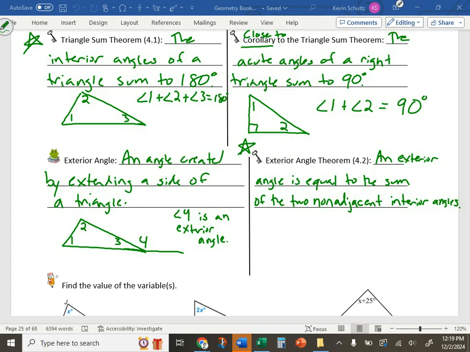Okay? Meaning that, again, if we've got our triangle here this time with an exterior angle kind of drawn in there, we've got angle 1, angle 2, angle 3, and our exterior angle is angle 4. What this theorem tells us is that the sum of angles 1 and 2 will equal the measure of angle 4.